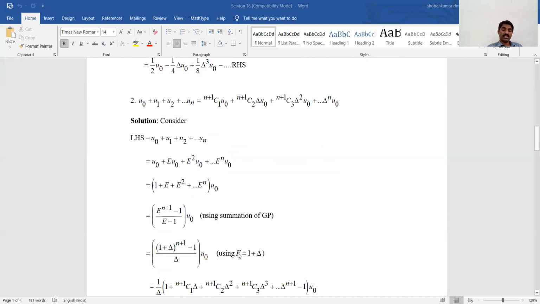Now consider the left hand side: u naught plus u1 plus u2 plus un. Now using the shifting operator definition, E f of x equal to f of x plus h. According to that, u naught is u naught, u1 is nothing but u(x plus h). Therefore, it can be written as E u naught, plus u2 can be written as E square u naught, plus and so on, un can be written as E to the n u naught. Here plus sign is there.